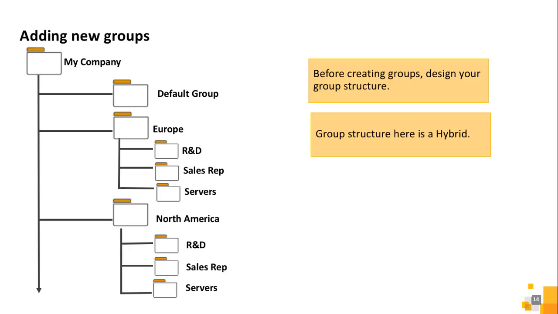The group structure on the slide is a hybrid group structure based on geography, function, and role. For example, each region has a sales rep group. Members of this group travel and need more stringent policies while traveling. The servers group in each region also needs a different type of policies. For example, scan exclusions for mail servers.